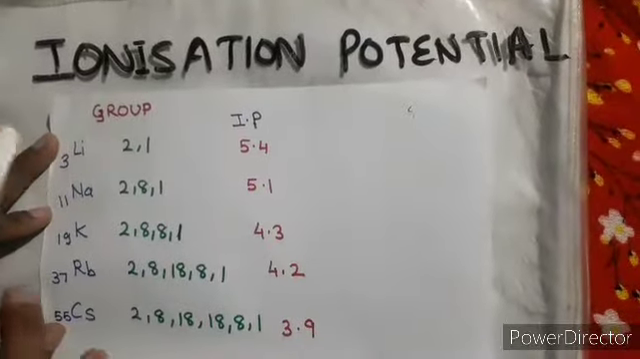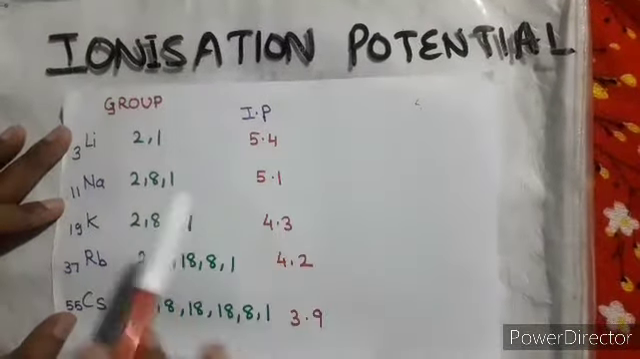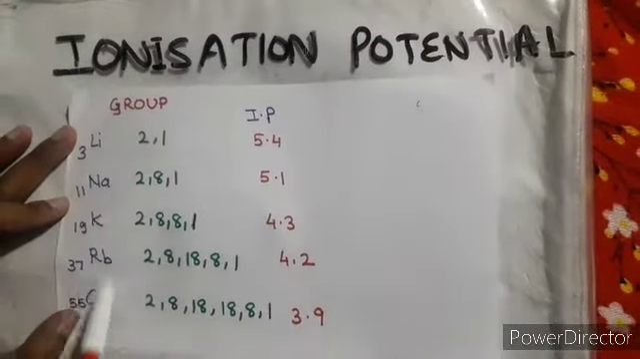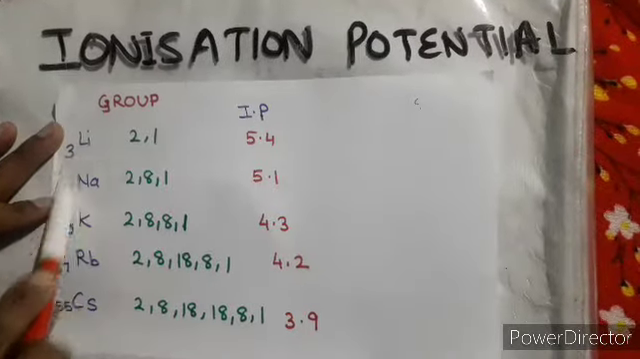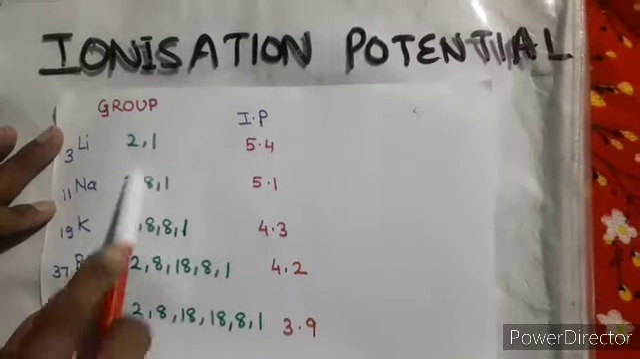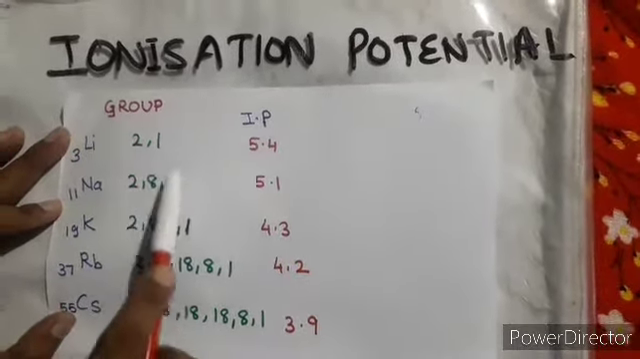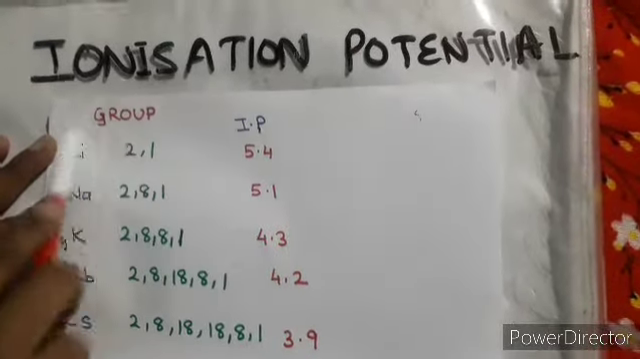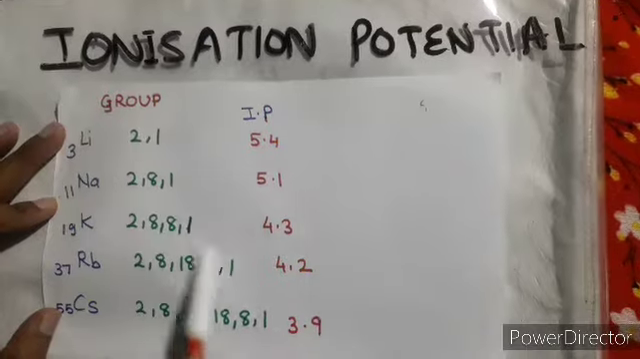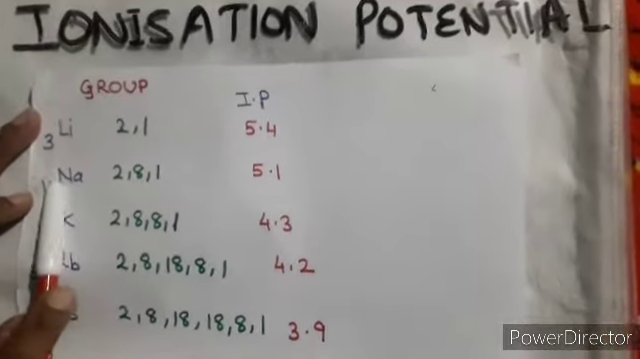Now we'll see the trend of ionization potential in groups. I have written all the elements of a particular group, with their atomic numbers, and these are the electronic configurations. You can see why they are present in the same group: because they have one valence electron in their outermost orbit, so it is present in group 1A, right?